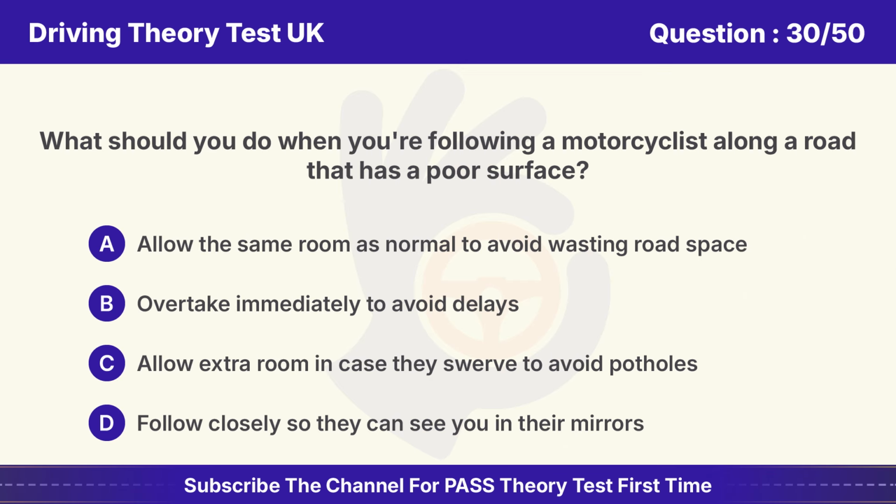Question 30. What should you do when you're following a motorcyclist along a road that has a poor surface? Option A. Allow the same room as normal to avoid wasting road space. B. Overtake immediately to avoid delays. C. Allow extra room in case they swerve to avoid potholes. D. Follow closely so they can see you in their mirrors.